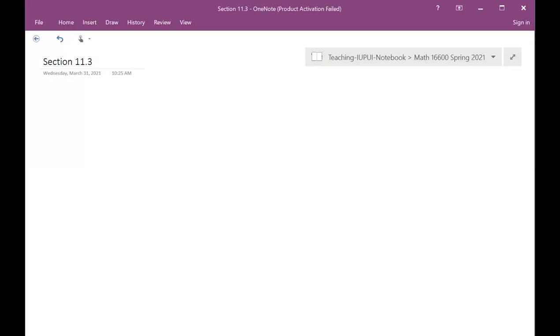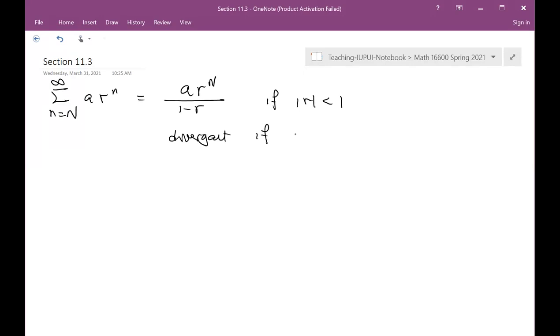Well, first of all, let's go over what we have learned. We know the geometric series, when it's convergent and when it's divergent. This is a formula: a r to the capital N over 1 minus r if the absolute value of r is less than 1. Otherwise, it is divergent if the absolute value of r is greater than or equal to 1. That's what we know.